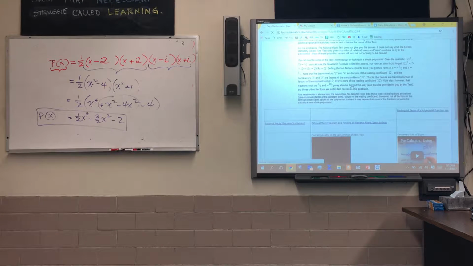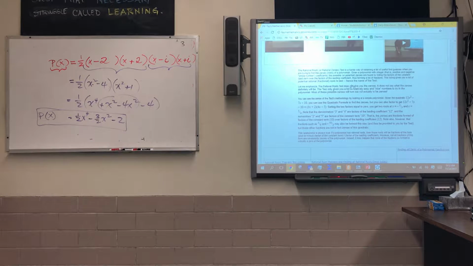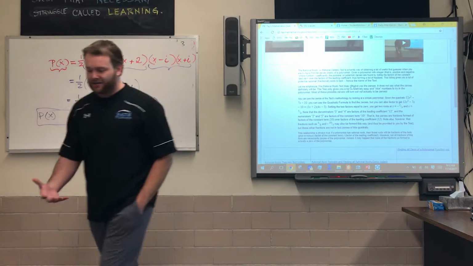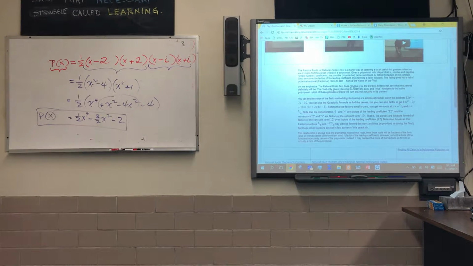I wrote this explanation. It says the rational roots or rational zeros test is a handy way of obtaining a list of useful first guesses when you're trying to find the zeros or the roots of a polynomial. Okay? They're not necessarily going to be solutions. They're not necessarily going to be zeros. They're just giving you a good starting point. Does that kind of make sense, everybody?